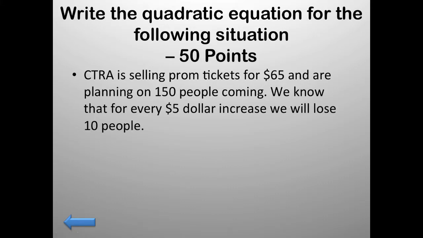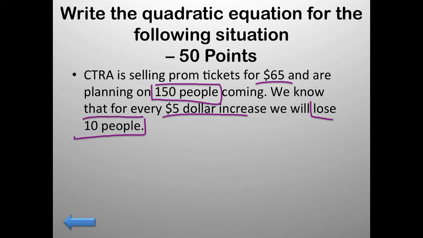This is where we have to create our equation. So we have to create a dollar equation and a people equation. So we are starting at $65 and for every $5 increase, okay, so we're increasing the price by $5. Then our base price is 150 people, and every time we increase the price, we lose 10 people.